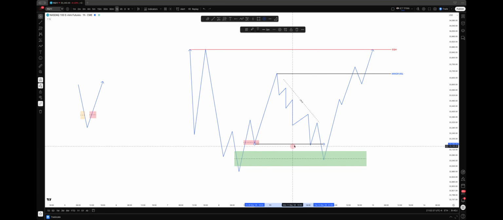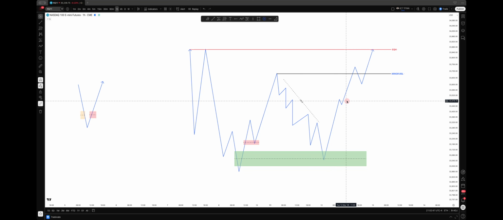Take this as a relative equal low been taken out. You can take that as a part of the narrative. You can take this as a turtle soup. All right, it's up to you. So now the narrative comes first, and BPR should be structured with the drawn liquidity. There should be a drawn liquidity, otherwise a BPR is nothing but just a piece of trash.